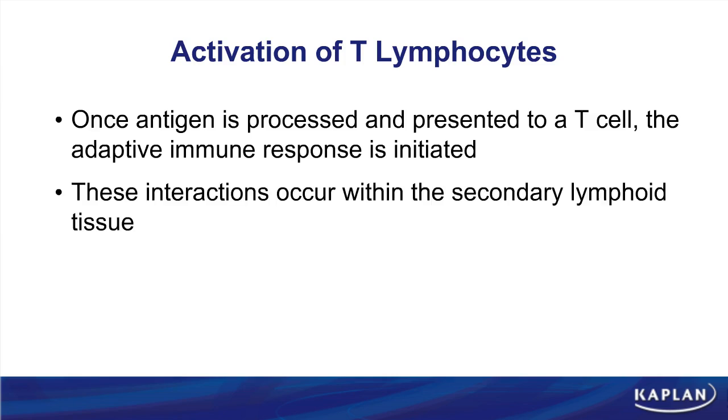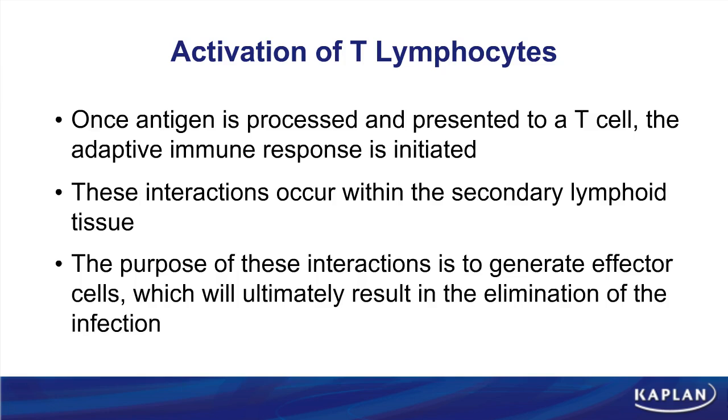This sort of initiates this adaptive immune response, and as we mentioned in Chapter 5, these interactions occur within the secondary lymphoid tissue so that the B cells and T cells don't have the impossible task of running all over the body trying to find all of the different things that we may have been exposed to. The entire purpose of these interactions within the secondary lymphoid tissues is to generate effector cells, which are ultimately going to help us eliminate the infection.